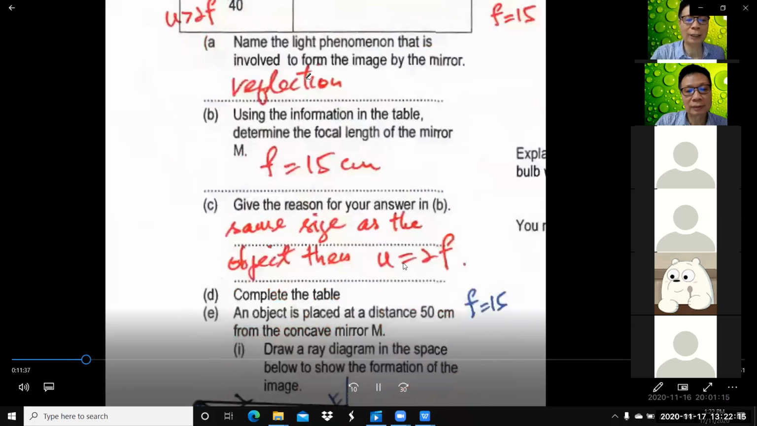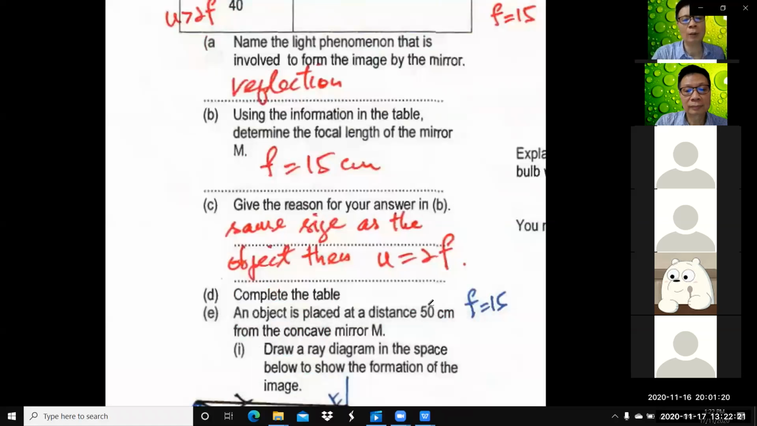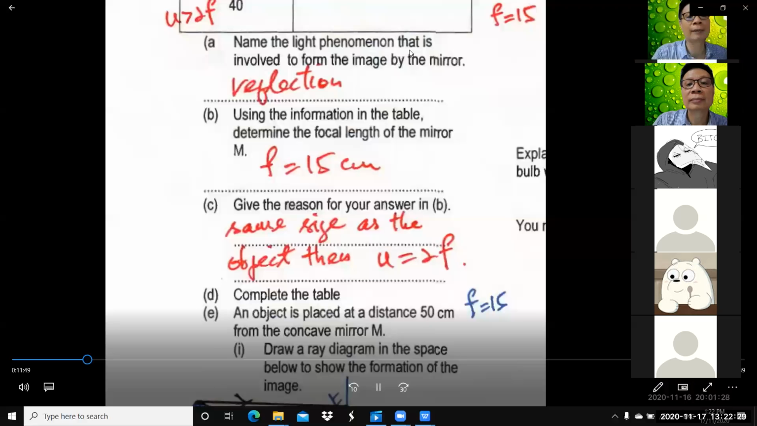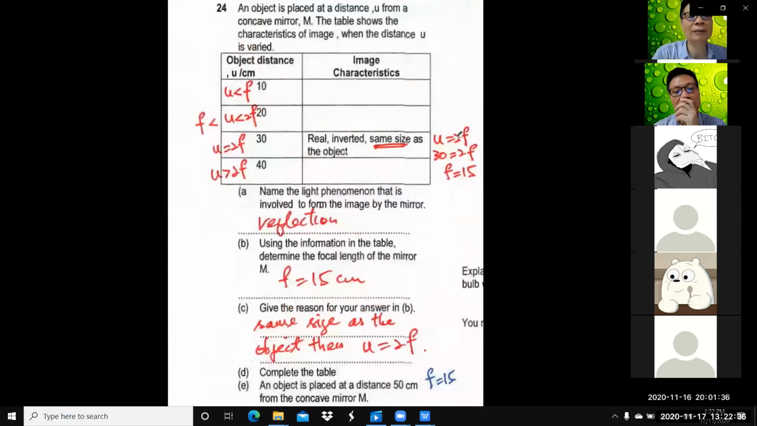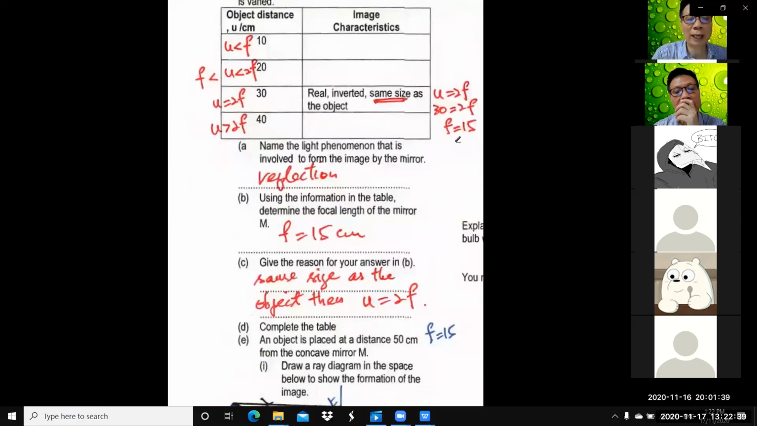Okay, next one, the table is completed already. And the final one asks you to draw: an object placed at a distance of 50 cm from concave mirror M. M is the one with the focal length 15 cm, correct? Focal length 15. Now the object is placed at 50 cm. So how do you draw it? So you do it like this now.